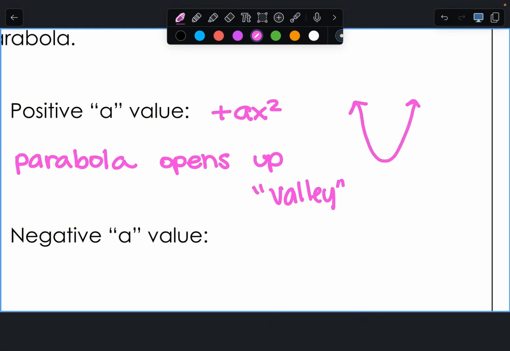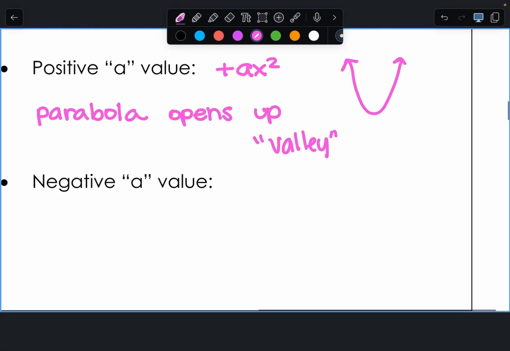Okay. Now, if A becomes negative, AX squared turns into an N. It opens down, makes a hump or a hill. N.